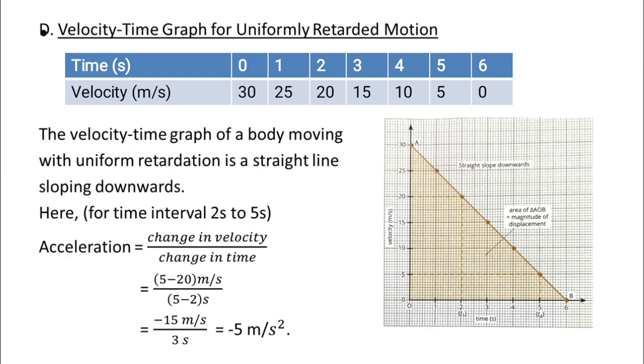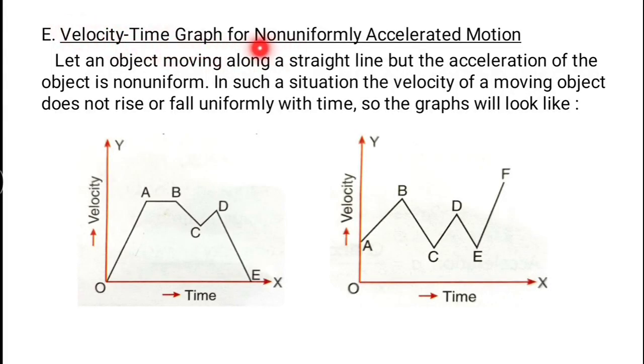Why am I saying decreased? Because we see that velocity is changed by minus 5 meters per second, and the minus sign represents that the velocity is decreasing. So from this data we have the following graph, which shows the line sloping downwards. So this line sloping downwards represents that the velocity is going on decreasing. Velocity time graph for non-uniformly accelerated motion.